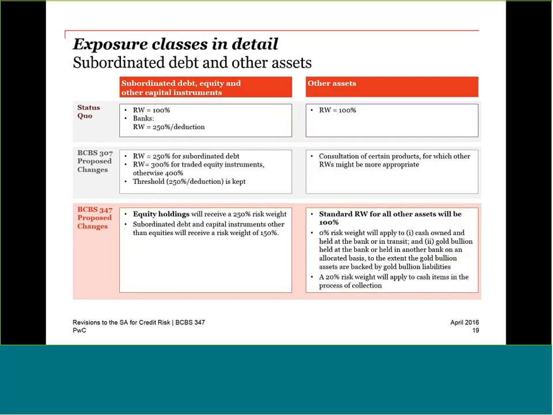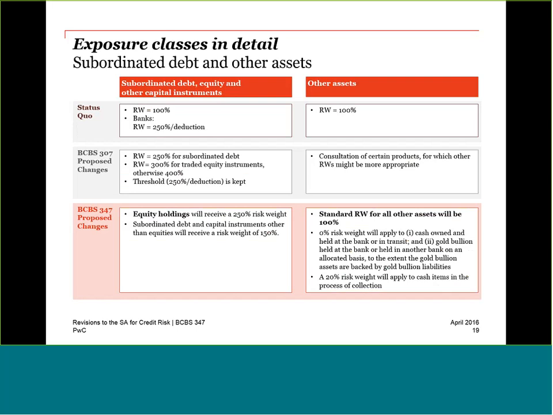And talking about flat risk weights, that is a very good topic also for the next slide, where you can see subordinated debt, equity, and other capital instruments, as well as other assets. To start with the other assets on the right-hand side, here basically the flat risk weight of 100% that we already know from the CRR remains in place, with some minor exceptions.